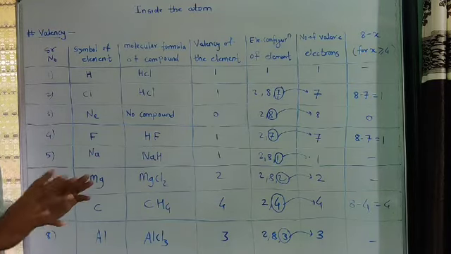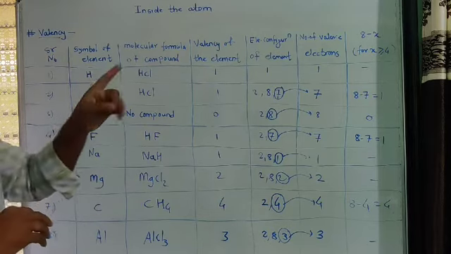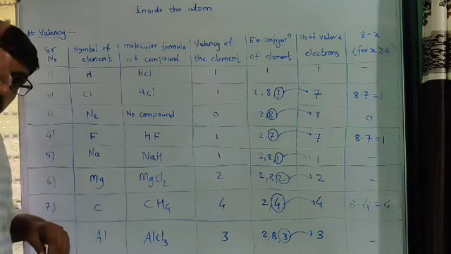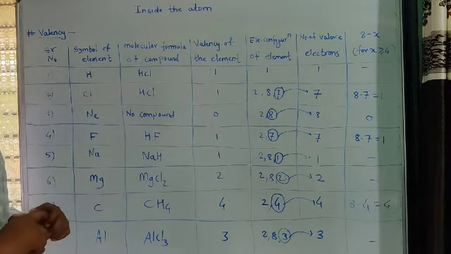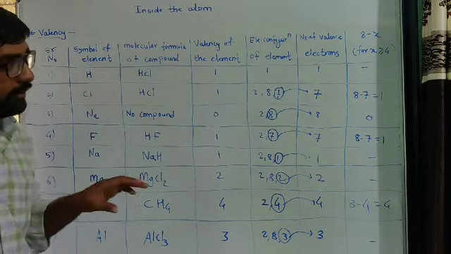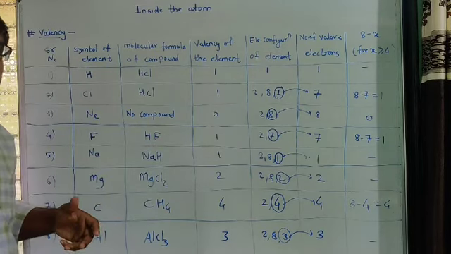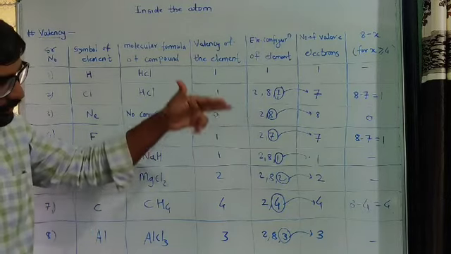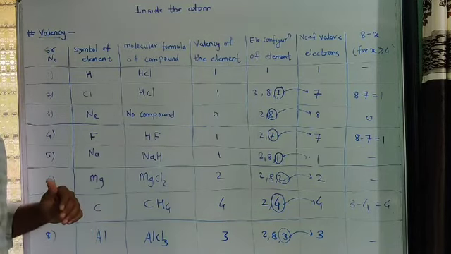then that number itself is the valency of that element. The second rule is, if the valence electron number is greater than or equal to 4, then we use the formula 8 minus x to calculate the valency of that element. So we can easily calculate the valency of any element.